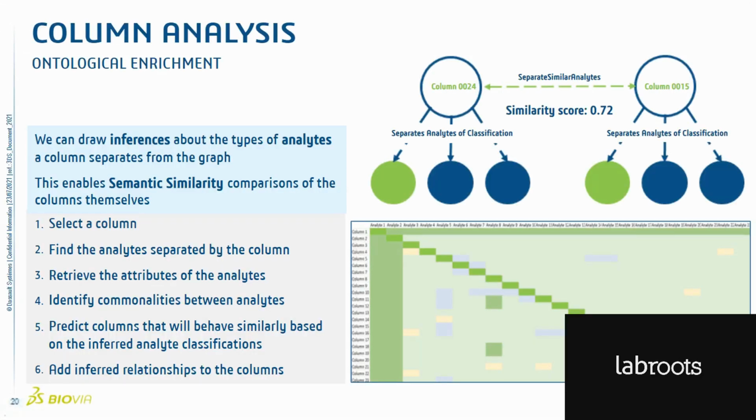For the proof of concept, we wanted to focus just on selecting the right columns rather than the whole development of the method. The idea is that once you have that information and you can prove that your data model works, then you can add additional information to the column. And then in the future, when you have new compounds, you're able to go straight to the columns and find out which ones would be able to work to separate out the compounds of interest. So here, we want to select the column, find the analytes that are separated by it, retrieve those attributes of the analytes, and see if there are any commonalities between the ones that we have already and what we're trying to separate out. Then we do the prediction, and then finally add any extra inferred relationships to the column to proceed with method development.